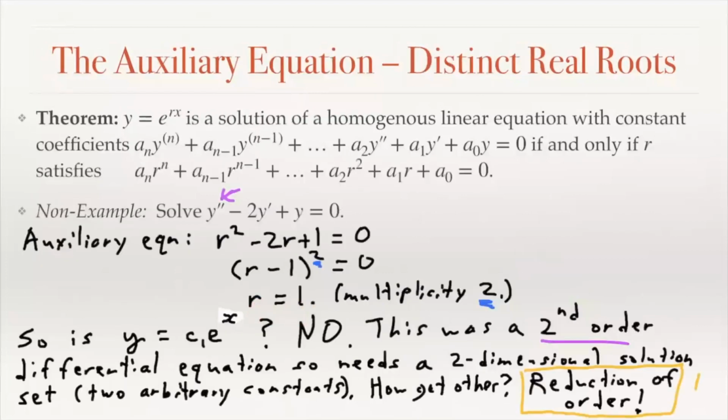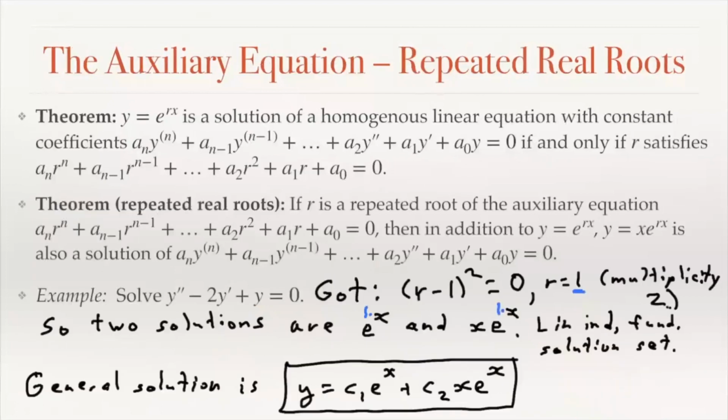So from the root alone, we only got the e to the x part, and then the reduction of order, which always yields that we just stick an x in front for the repeated roots, gets us that other component of the general solution.